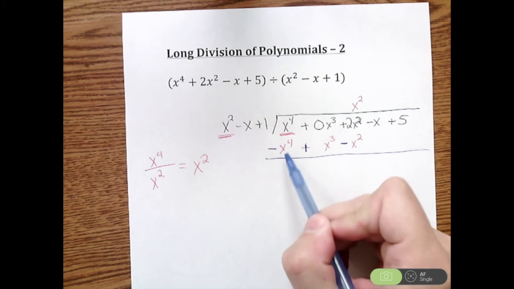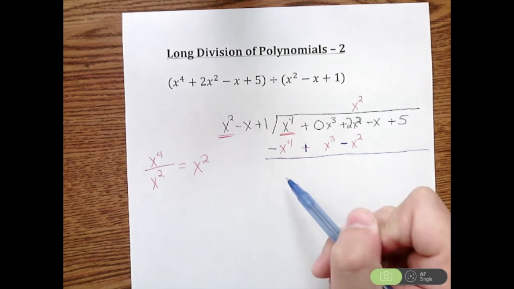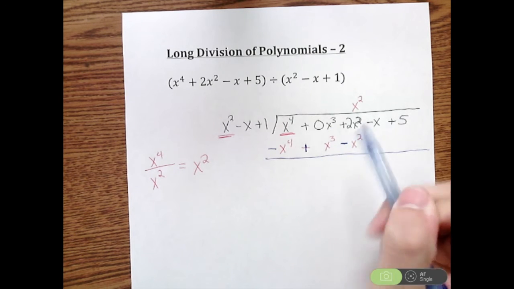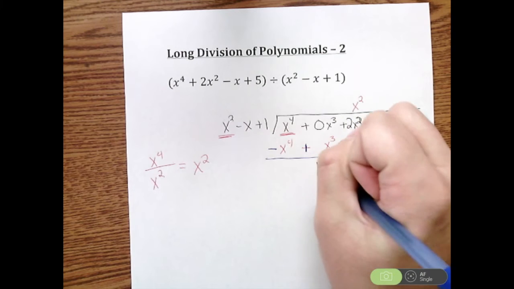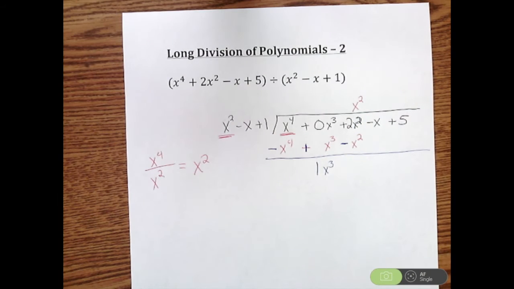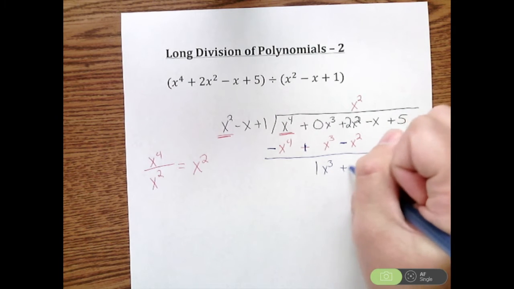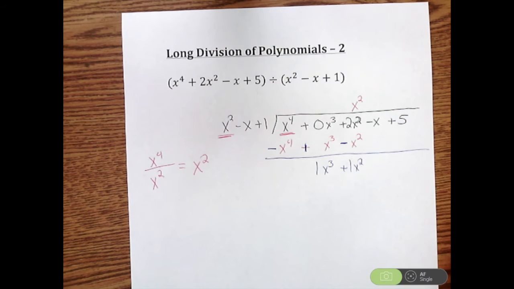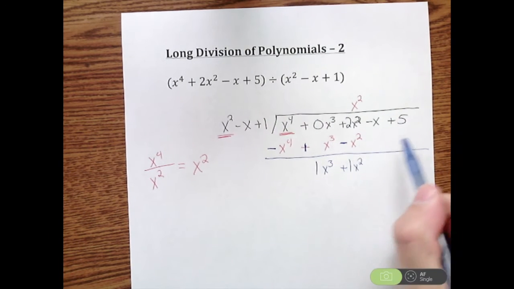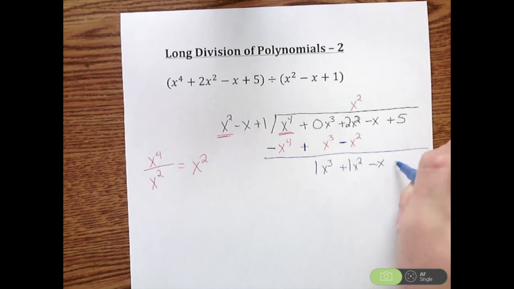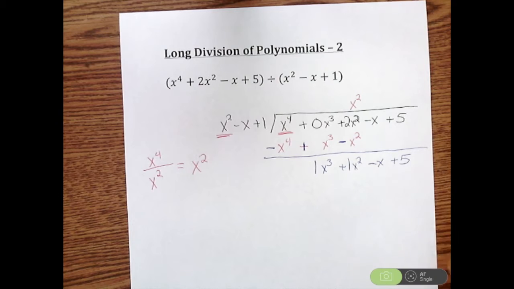So I have an x to the fourth minus x to the fourth. That's 0. A 0x cubed plus an x cubed. That's a 1x cubed. A 2x squared minus an x squared is a 1x squared. And you notice the rest of these terms, there's nothing similar being subtracted, so they just come straight down. Minus x plus 5. We're just going to repeat this process now.